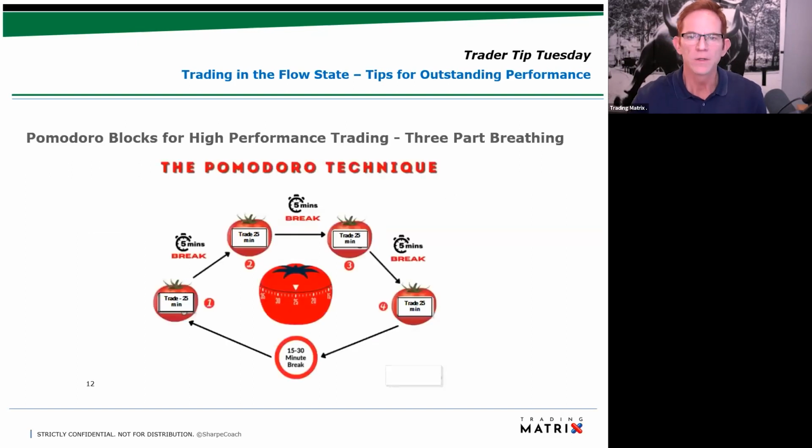So here's a map of the Pomodoro technique, where we trade for 25 minutes, we take a 5-minute break. We trade for 25 minutes, we take a 5-minute break. We trade for 25 minutes, we take a 5-minute break. We trade for 25 minutes. That completes our 4 sessions. This concludes our block. We take a 15 to 30-minute break.